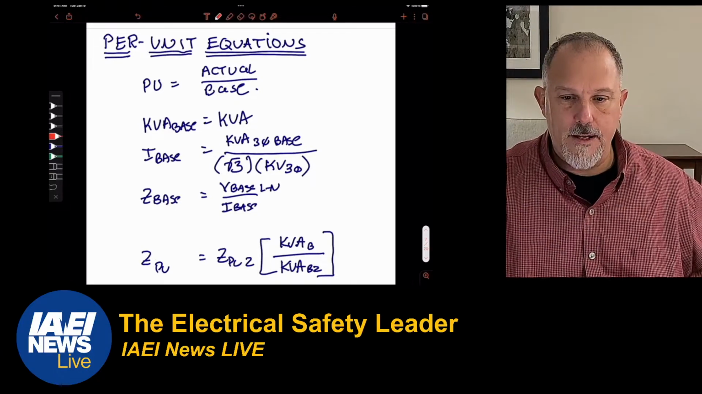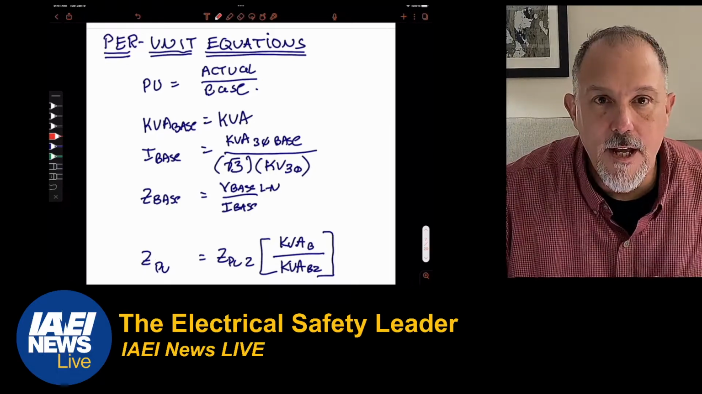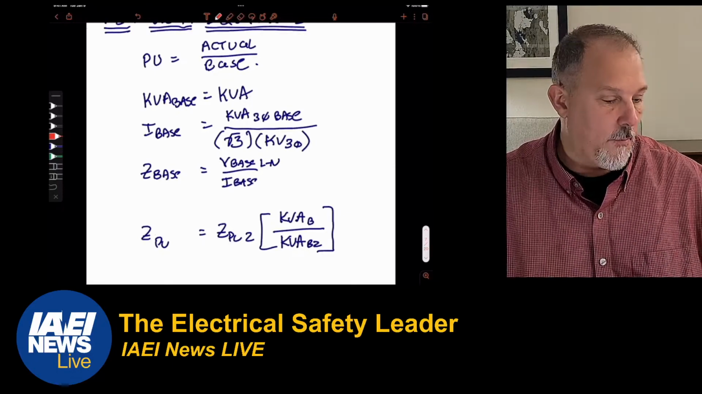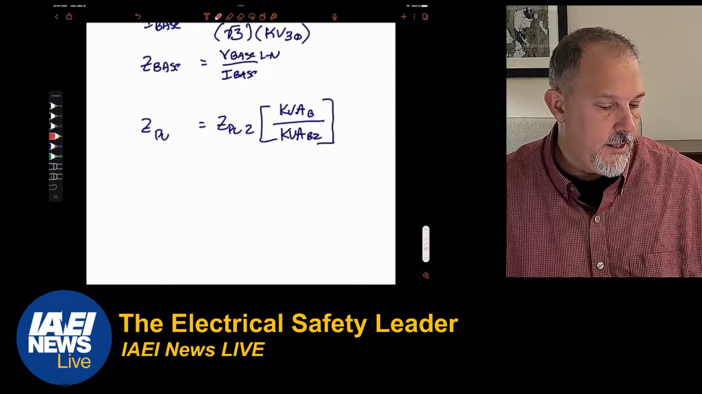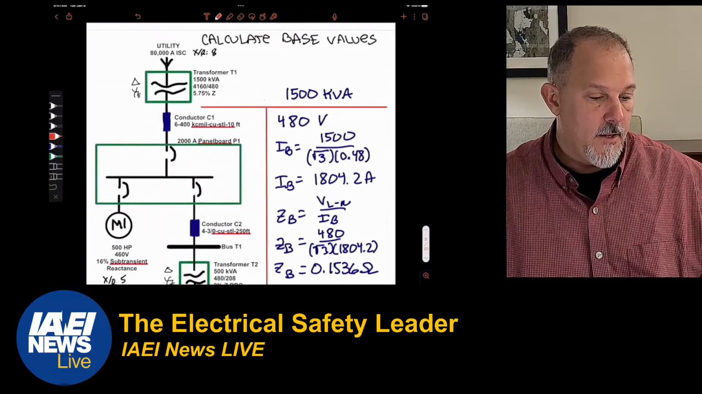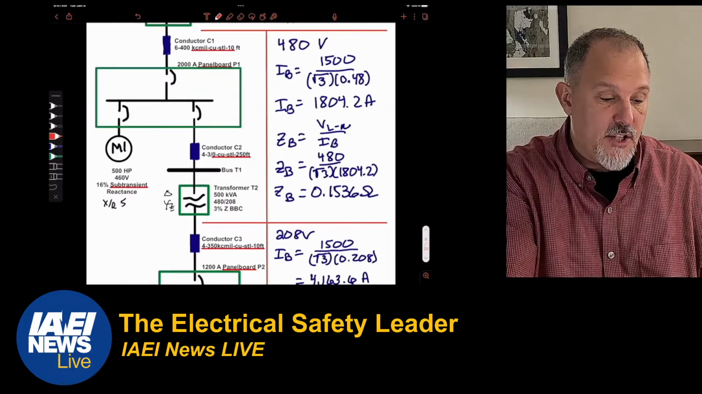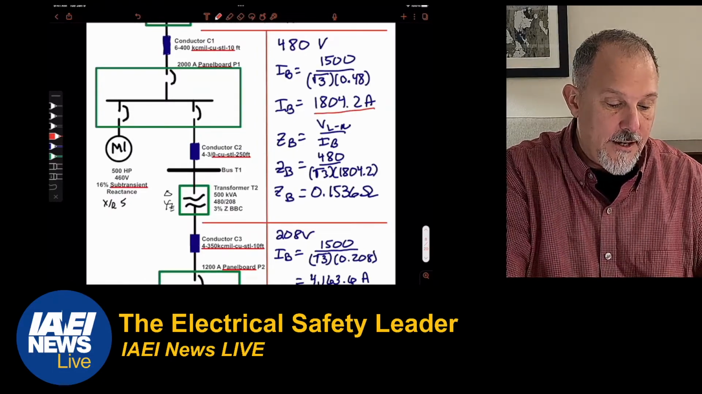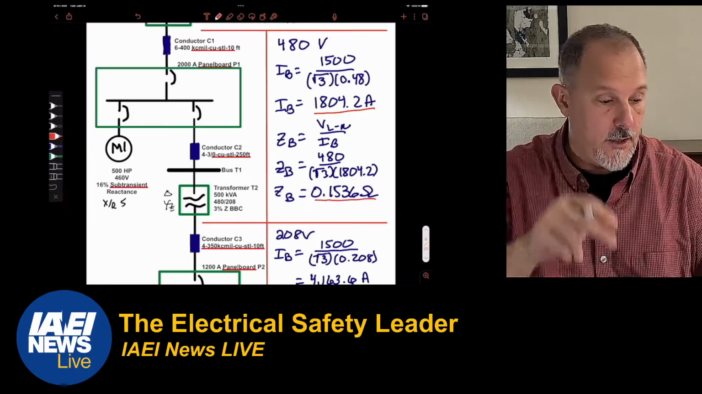I'll move you back. We'll move you back over this way. There we go. We know our per unit calculations, actual over base. We know we picked 1500 kVA as our base. And we walked through, on the 480 volt side, we calculated our base current of 1804.2. We calculated our Z base of 0.1536, two very important numbers you're going to need.